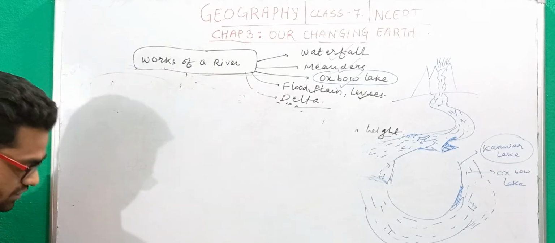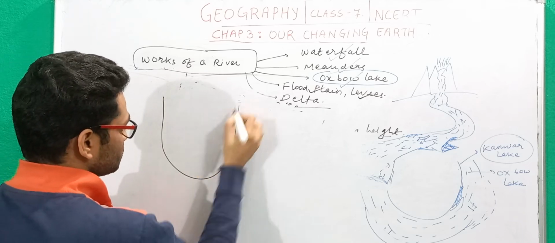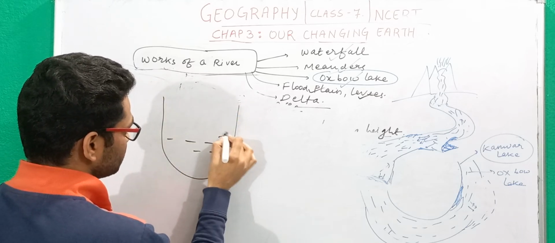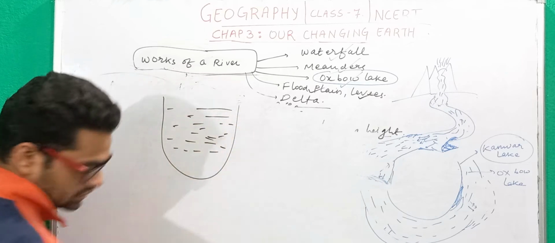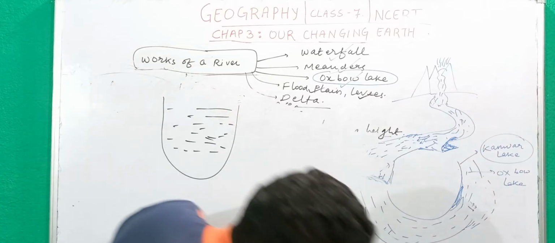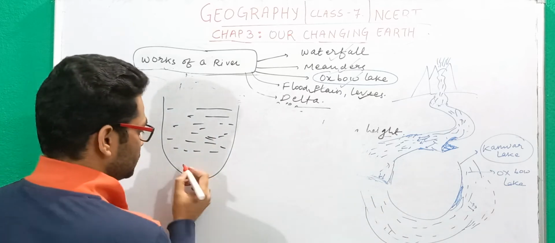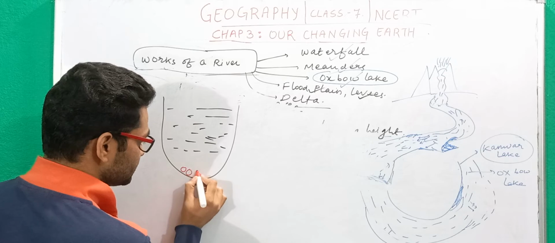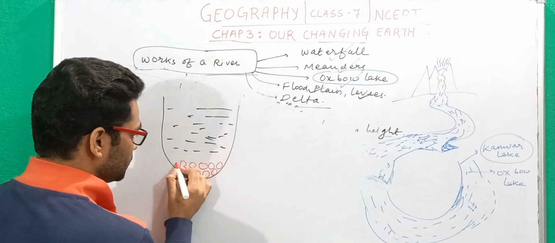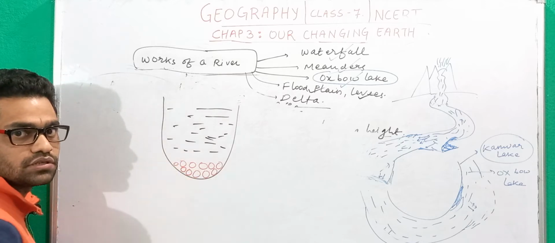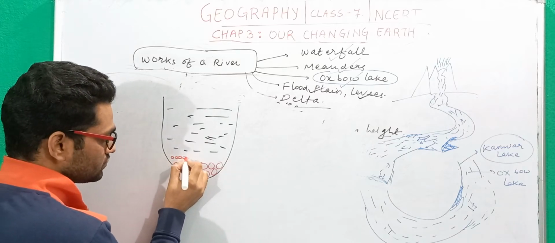Okay, so what happens when rivers flow? Suppose this is river water. When rivers flow, it has debris of different sizes. So the bigger sediments will be flowing on the bottom of the valley of the river. Then we will have smaller fragments.